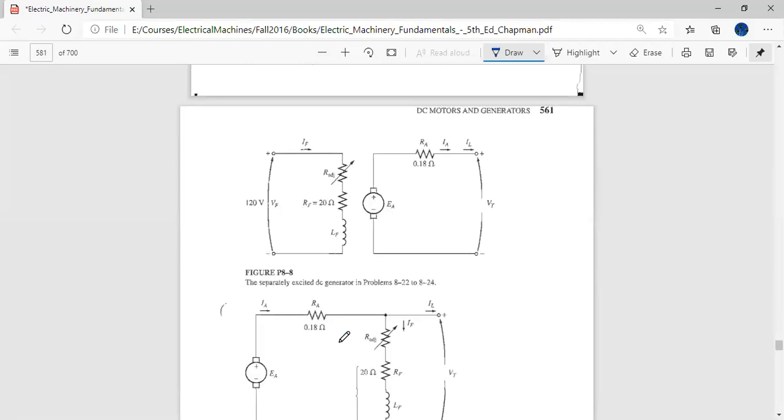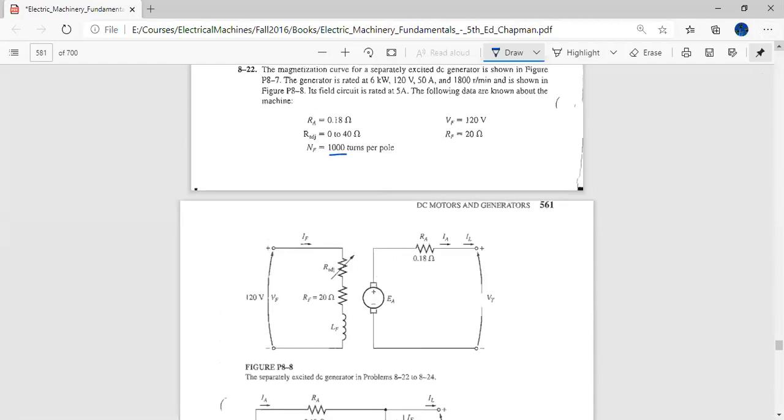So the generator is shown in figure 8.8. This is the separately excited generator, and this pretty much looks labeled to me. RF is 20 ohms. 120 volts is the field voltage. This side is the armature. Okay, good enough. Now let's see what else he is asking me. Its field current is rated at 5 ampere. Okay, and the following data are known about the machine. RA is 0.18. It is labeled R adjustable, okay, this R adjustable can be made to vary from 0 to 40 ohms.